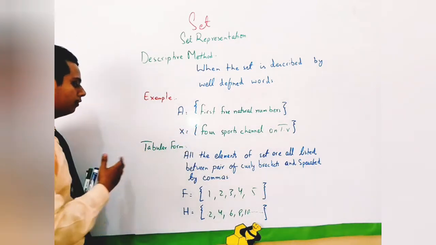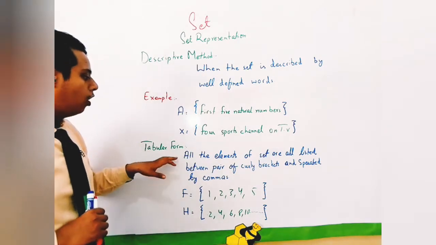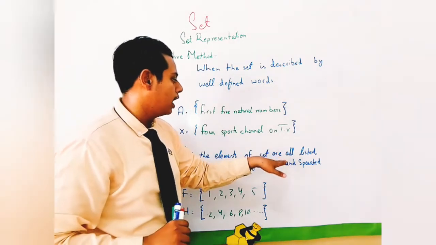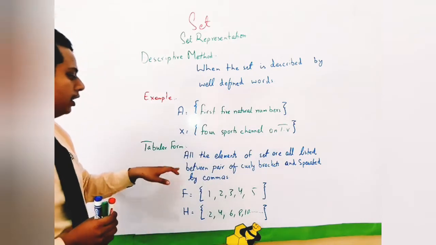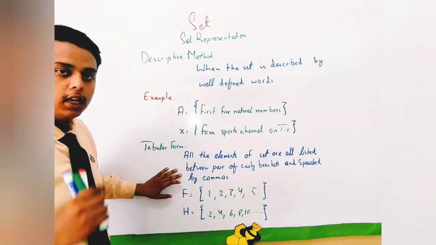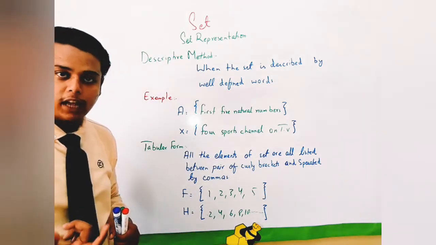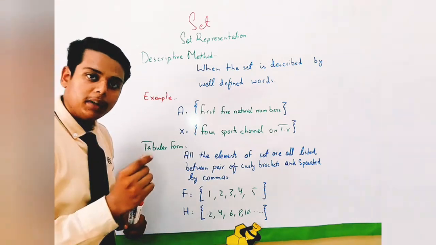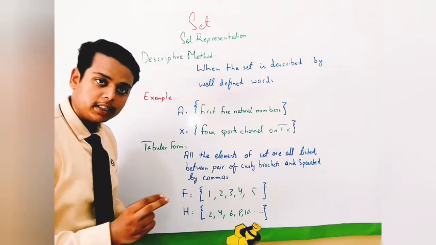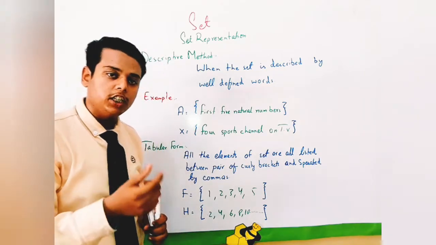Come to the tabular form. In this form or in this method, all the elements of sets are listed between a pair of curly brackets and separated by commas. हमारे पास क्या होता है? Tabular form is a simple form of set in which the elements, मतलब जो exact numbers हैं, ये alphabets हैं, those numbers or alphabets are mentioned in the set.